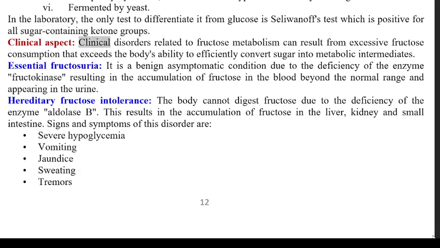Clinical aspect. Clinical disorders related to fructose metabolism can result from excessive fructose consumption that exceeds the body's ability to efficiently convert sugar into metabolic intermediates.